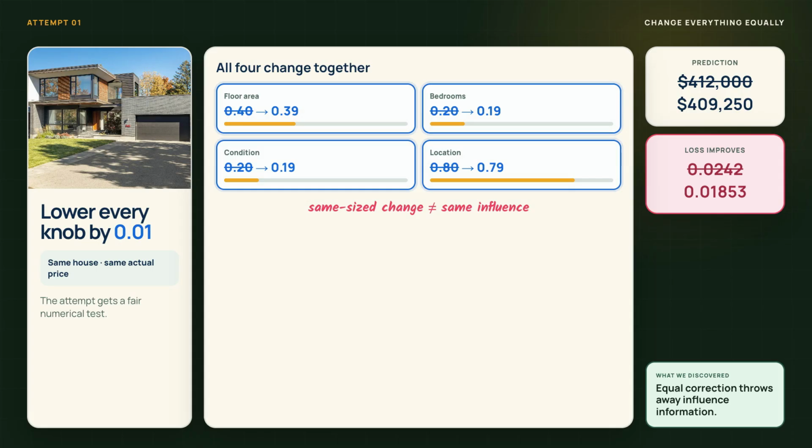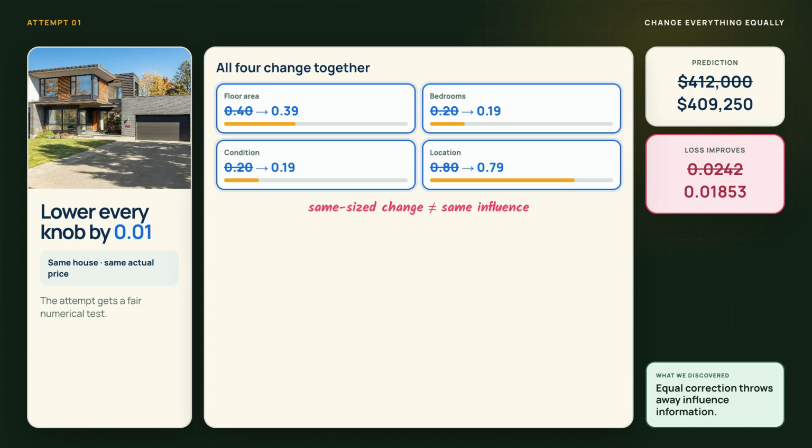It moved in a useful direction, but it treated 4 unequal relationships as if they were identical. Floor area did not affect this prediction in the same way as condition. Bedrooms did not travel through the model with the same strength as location. Equal correction throws away that information. What we need is not equal blame. In fact, the mistake does not literally belong to any knob. We need a separate sensitivity clue for each one.